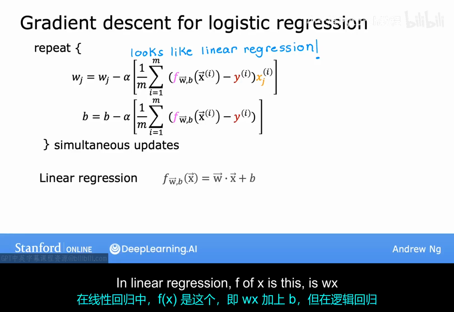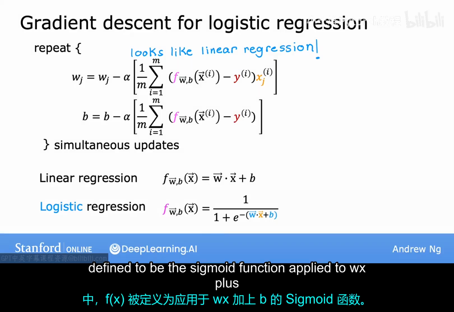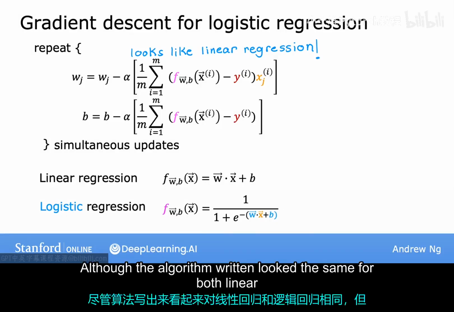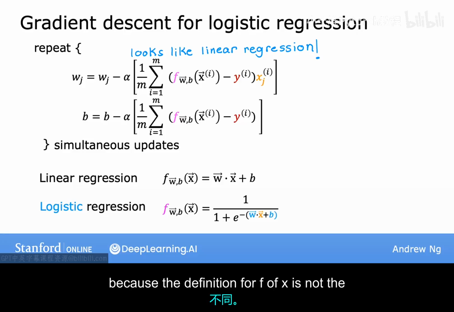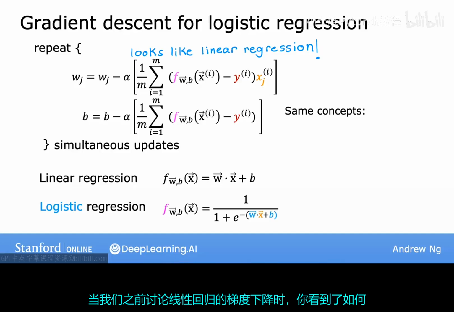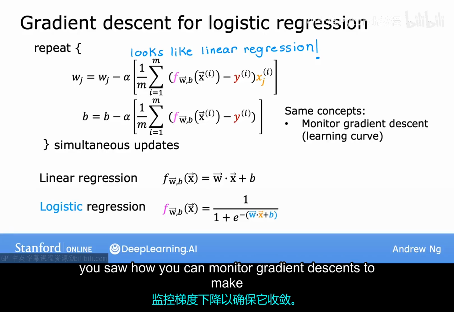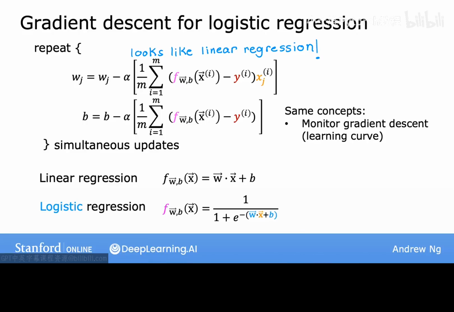In linear regression, f of x is wx plus b, but in logistic regression, f of x is defined to be the sigmoid function applied to wx plus b. So, although the algorithm written looked the same for both linear regression and logistic regression, actually they're two very different algorithms because the definition for f of x is not the same. When we talked about gradient descent for linear regression previously, you saw how you can monitor gradient descent to make sure it converges. You can just apply the same method for logistic regression to make sure it also converges.